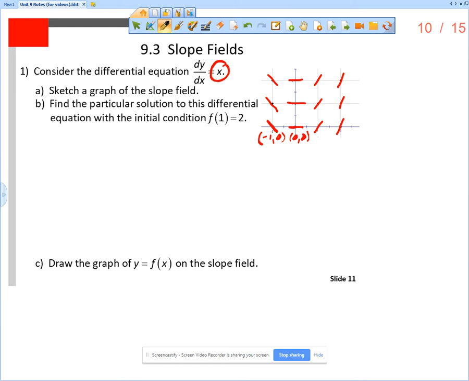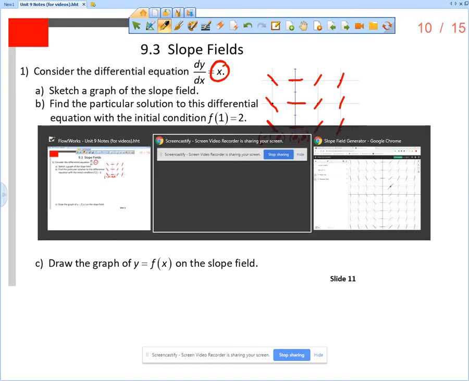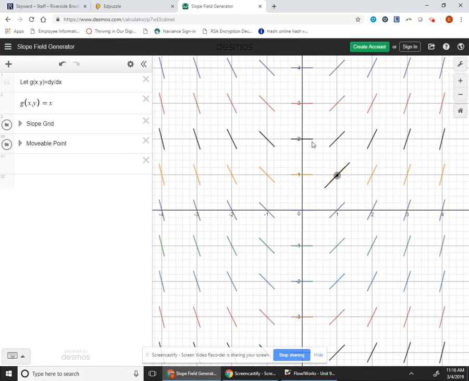Now, let me show you a computer-generated slope field. If I go here, I can see this has the slope at any point. Notice on the y-axis, all the slopes are horizontal, because the x value is always 0. On this vertical line here, we have x equal to 1, so all those slopes are 1, then all these slopes are 2, then all these slopes are 3, and all these slopes are 4. And over here, -1, -2, -3, -4. So that is a slope field.